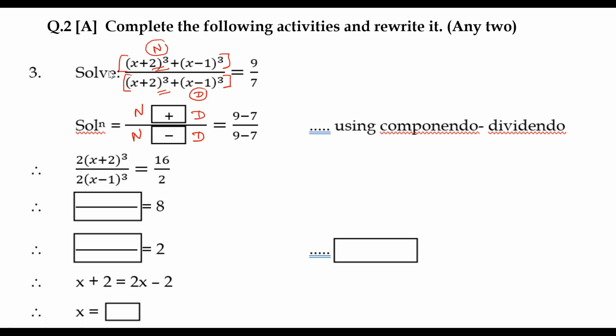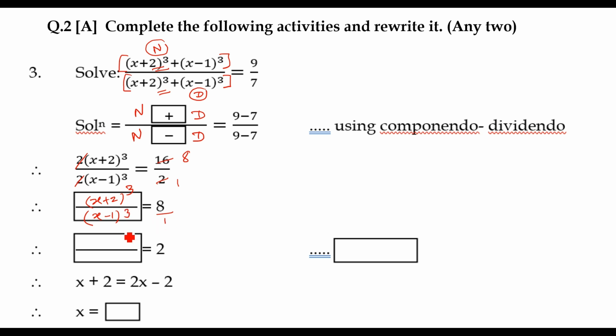If you simplify, you will get (2x plus 2) whole cube. Similarly in the denominator, 2x minus, so this 2 and 2 will get cancelled. Again 2 and 16 will get cancelled, that is 2 ones are 2, 2 eights are 16. So it will remain (x plus 2) raised to 3 over (x minus 1) raised to 3, equal to 8, which means you can take 8 by 1.